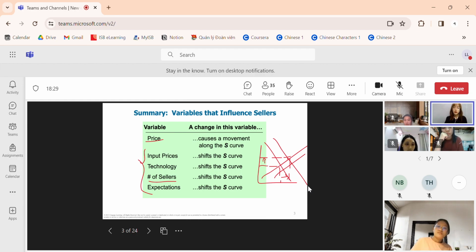All right, so here is some conclusion for you about supply and demand. We have some variables that can shift the supply and demand, and only the price of the product causes a movement along the curve.